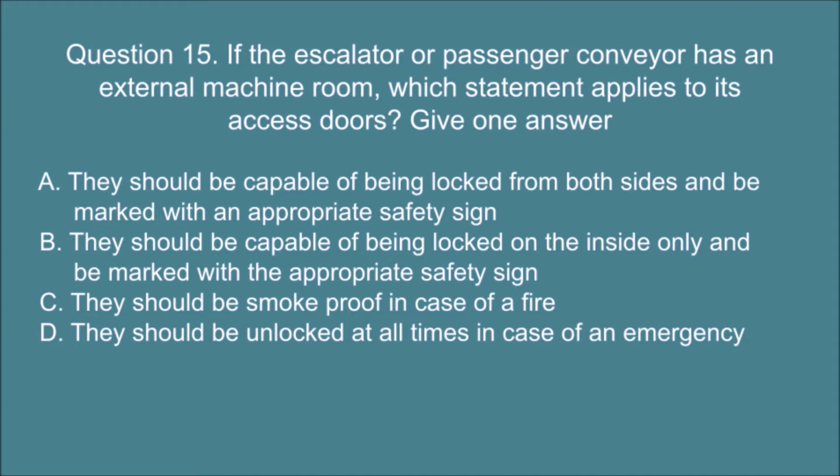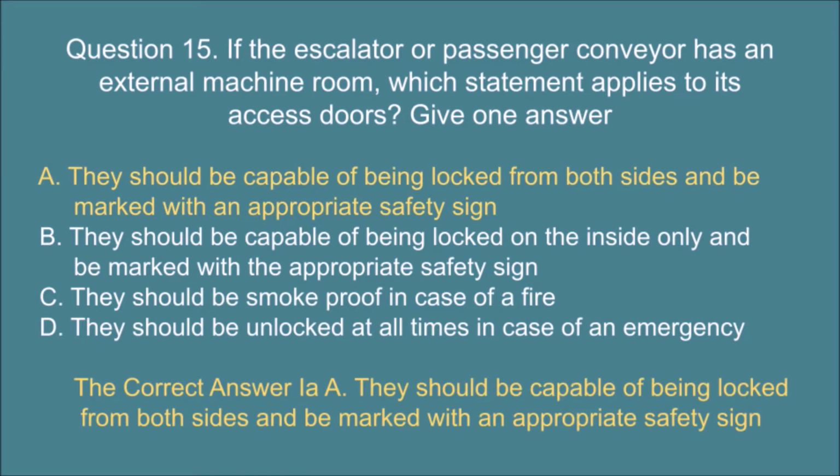Question 15. If the escalator or passenger conveyor has an external machine room, which statement applies to its access doors? Give one answer. A. They should be capable of being locked from both sides and be marked with an appropriate safety sign. B. They should be capable of being locked on the inside only and be marked with the appropriate safety sign. C. They should be smoke-proof in case of a fire. D. They should be unlocked at all times in case of an emergency. The correct answer is A. They should be capable of being locked from both sides and be marked with an appropriate safety sign.